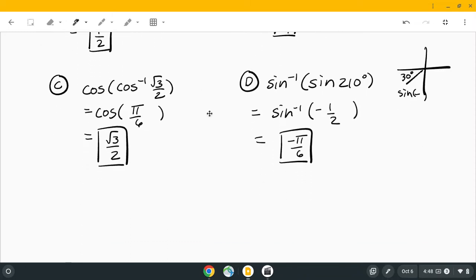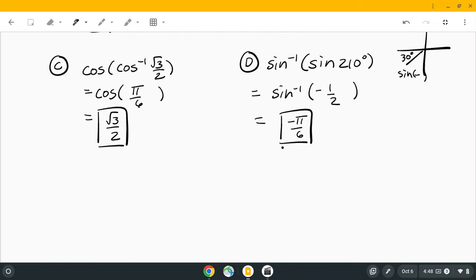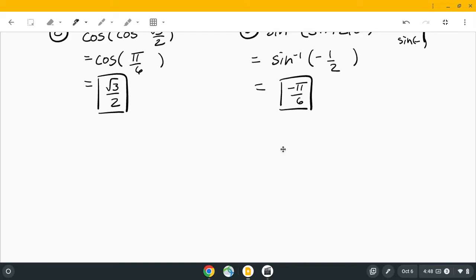All right, so now let's take a look at numeric results where we don't have them memorized. So we need to use a triangle. Okay, so numeric results using a triangle.